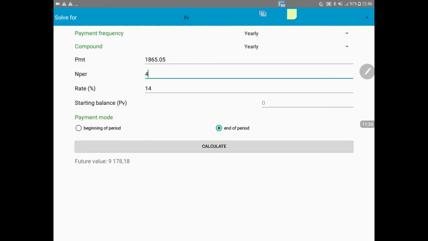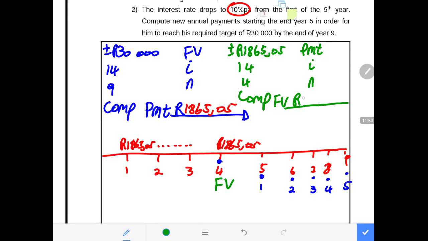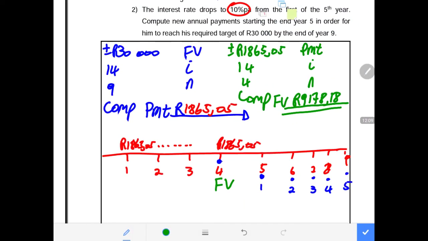Manual calculator: plus minus 1,865.05 is our PMT. We have 14, which is I, we have 4, which is N. Compute future value 9,178. Yes, the amount is correct. I'm just verifying this because we're still beginning this calculation. 9,178.18. So this is now our number 2 that we're busy with.